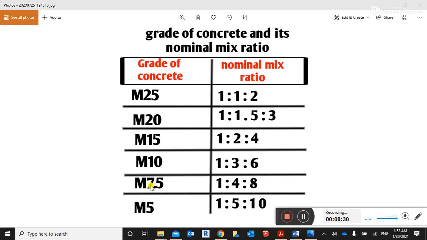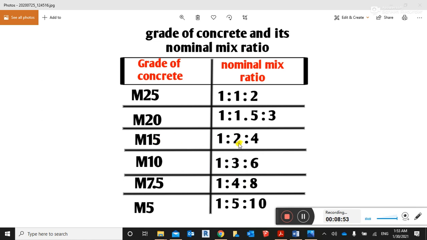In M7.5 it is 1:4:8, that is the ratio. What is 1? It is cement, this is sand, this is aggregate. In M10 it is 1:3:6: 1 portion of cement, 3 portions of sand, and 6 portions of aggregate.